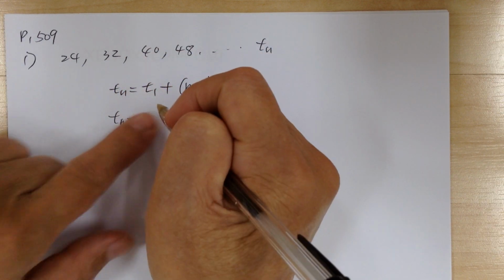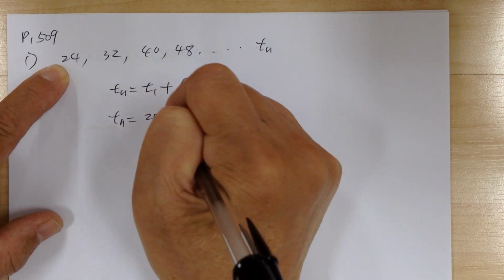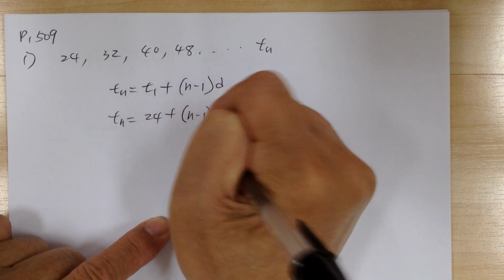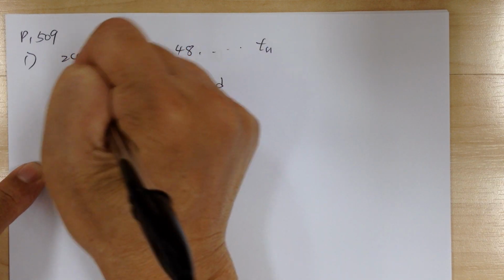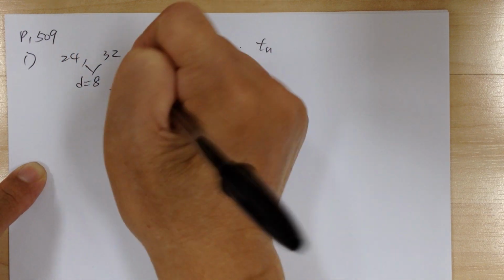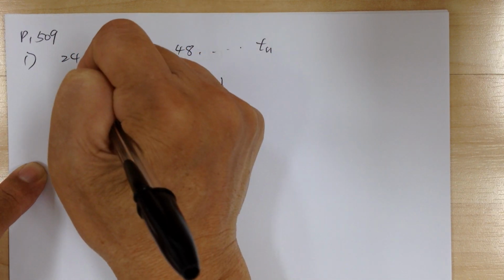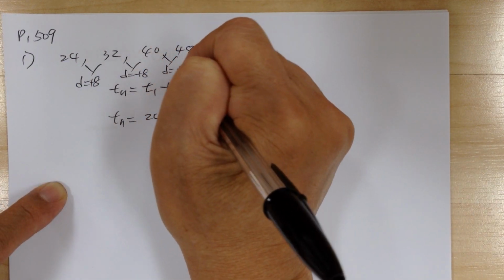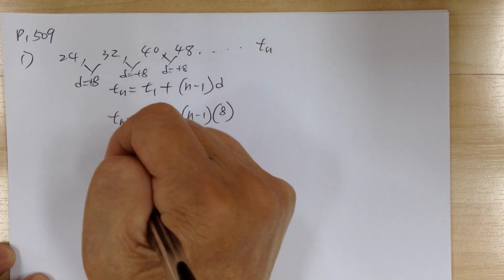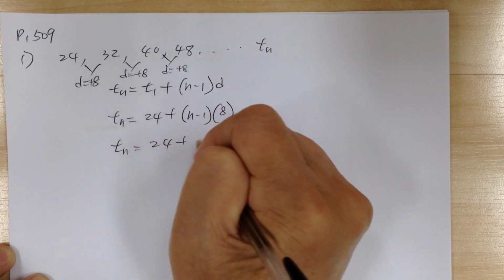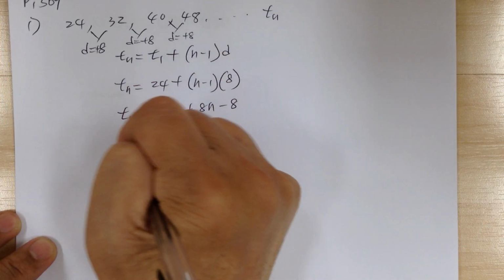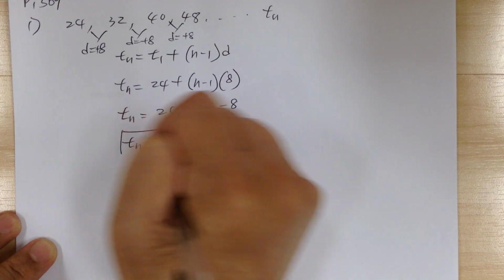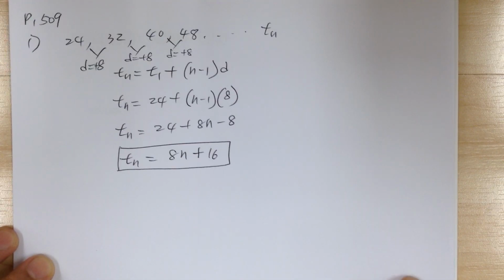So T of n equals T1, which is 24, plus, again, you have to use n minus 1. Now you have to figure out the D. From here, D equals positive 8. You can see that D equals plus 8. They're all the same, so put 8 in here. Then you multiply out. T of n equals 24 plus 8n minus 8. So T of n equals 8n plus 16. That's the formula for this sequence.